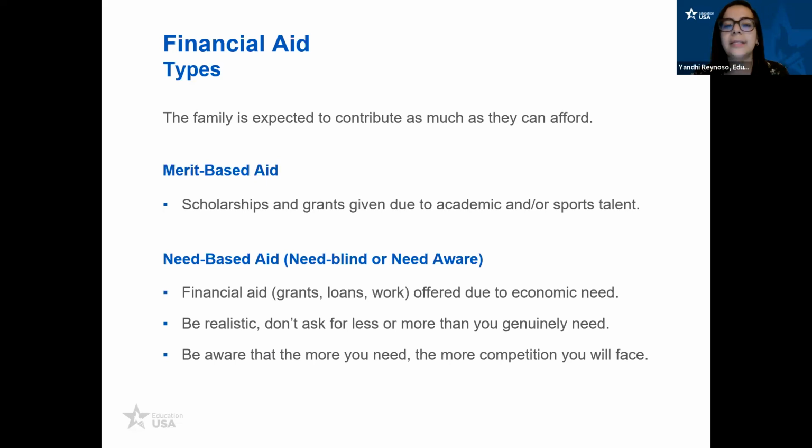There are also the need-based aid scholarships, need-blind or need-aware, and as you can see on screen, these need-based aid scholarships are based on your need. Usually institutions will ask you about your financial status, and then they will offer you a certain amount based on your economic need. As you see on screen, be realistic, don't ask for less or more than you need. And also you need to take into consideration that the more money you need, probably the more competition you will face from other students.